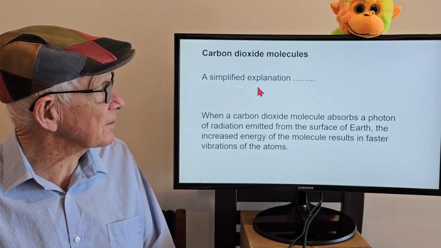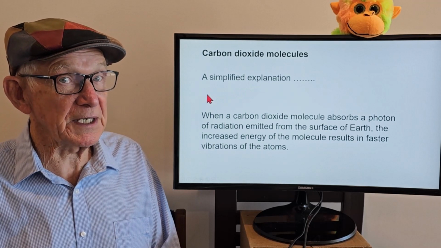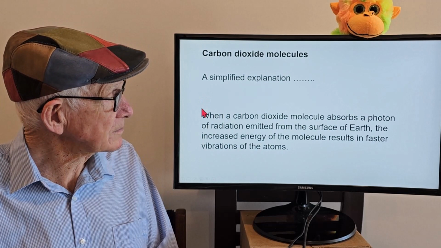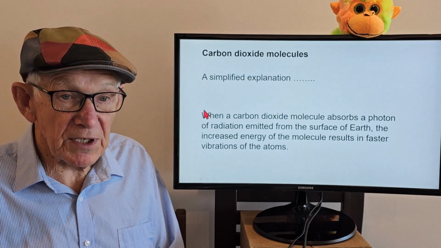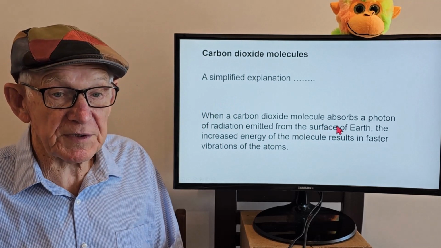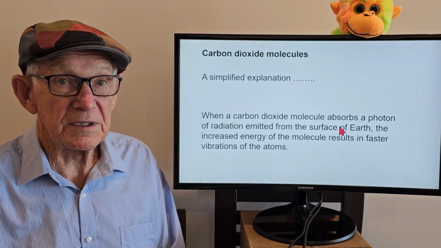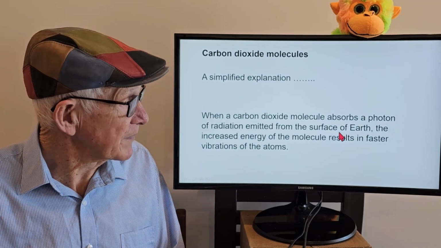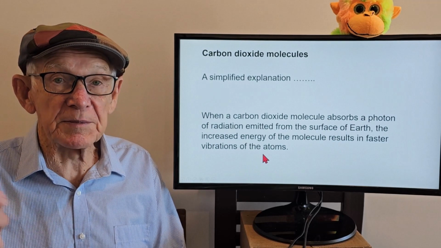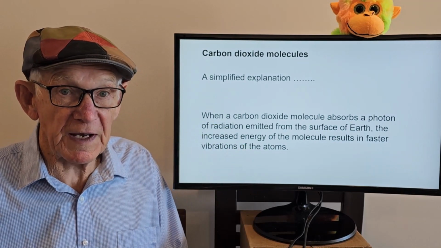What about carbon dioxide molecules? I'm going to come towards a simplified explanation here, but I hope enough for our purposes. When carbon dioxide absorbs a photon of radiation coming from the surface of the Earth, it gains some energy. And where does the energy go? It results in faster vibrations of the atoms in the molecule. It jiggles faster.